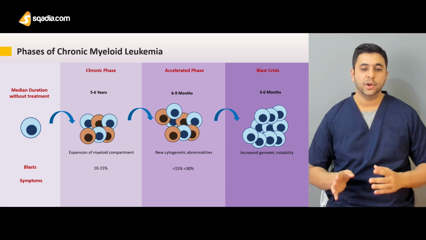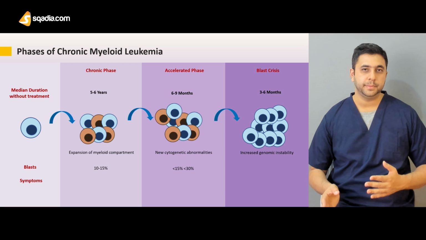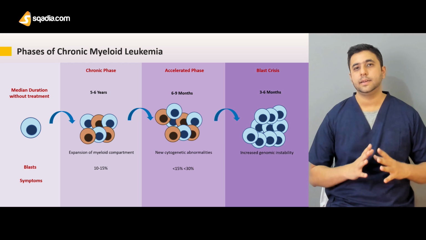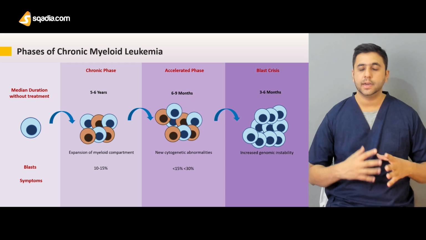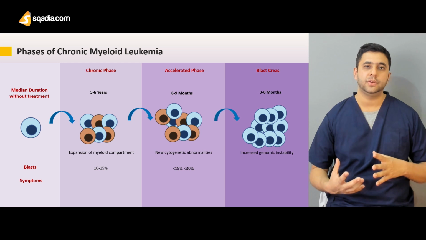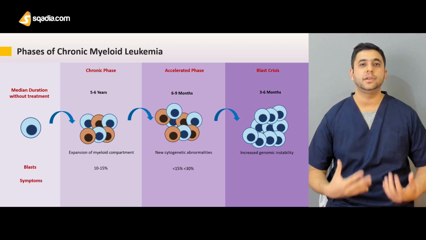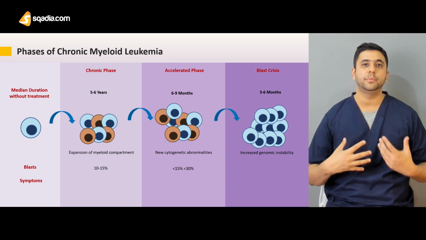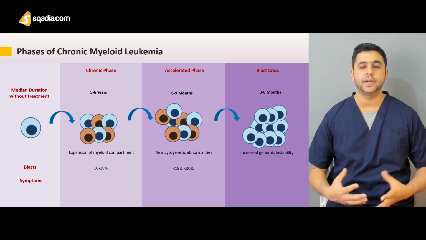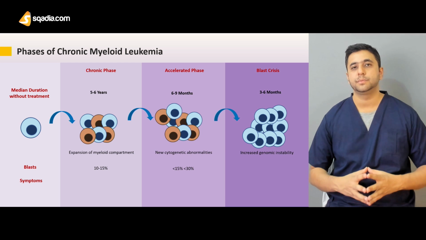Now, a few guidelines say it is around 15 to 30%, but the WHO guideline says that it is about 10 to 20%. So I think that's a much better guideline to follow. 10 to 20% in the accelerated phase shows that there is an acceleration of the disease. The blast component is increased, and an increasing blast component signifies a worse disease or a worse prognosis.